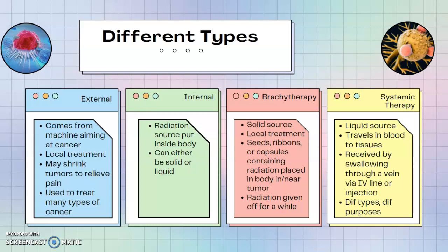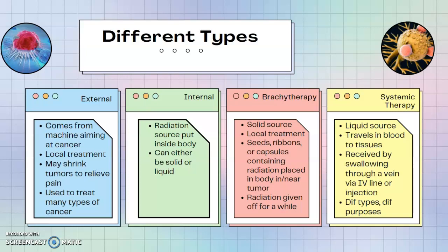When this radiation source is liquid, it's referred to as a systemic therapy. For this one, how it works is that the liquid radiation source is swallowed, given through an IV line, or given through an injection, and then it's going to travel through the blood to tissues throughout the body, and it's going to cause bodily fluids like sweat and saliva to give off radiation for a while.